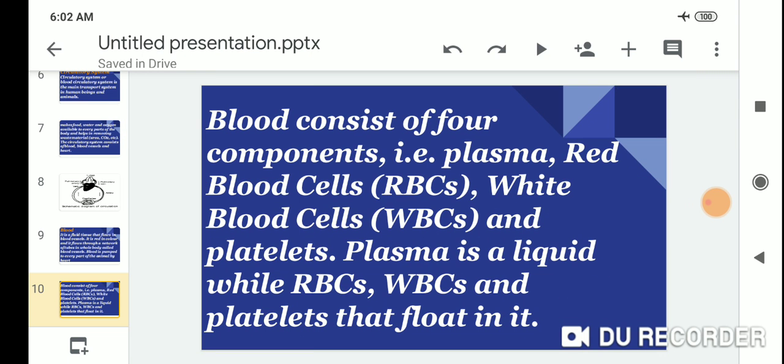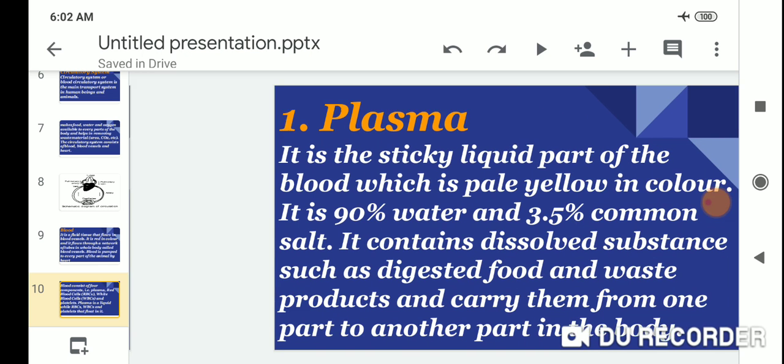Blood consists of four components. The first is plasma, then red blood cells, white blood cells, and platelets. Plasma is a liquid, while the RBCs, WBCs, and platelets float in it.